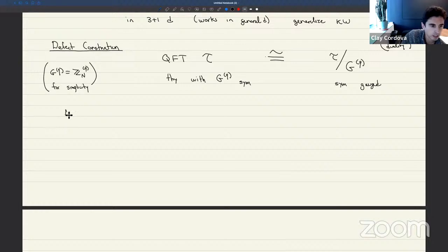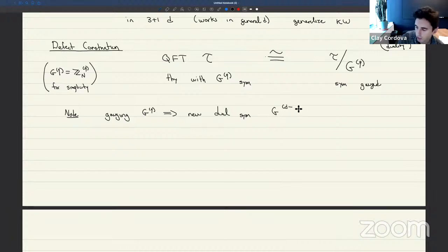So a little comment. Note that gauging G^(Q) implies that there is a new, in this case, dual symmetry. What's the form degree of that symmetry? It's D minus Q minus 2.